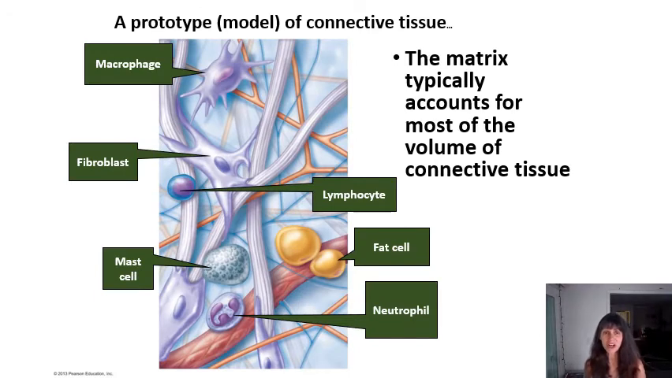Here we have a picture of the different things that can be found in connective tissue. You can see different cells, such as the macrophage listed on the left-hand side of this picture. The term macrophage means big eater. You can also see a fibroblast. Fibroblasts are responsible for producing fibers. We see a mast cell, a lymphocyte, a fat cell, which is known as an adipocyte, as well as a neutrophil. Let's take a closer look at some of these cells.